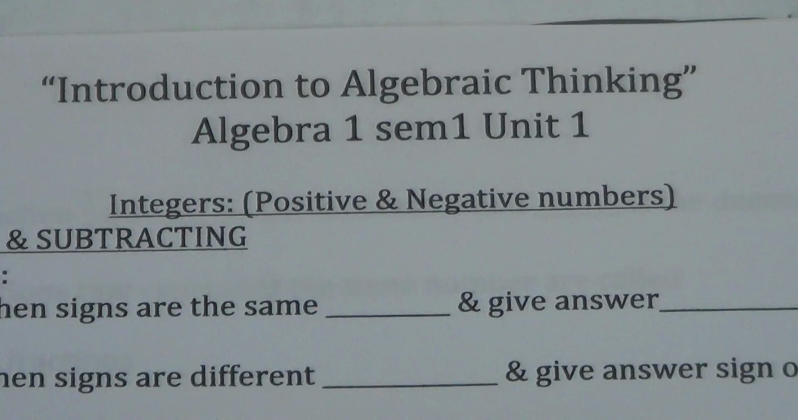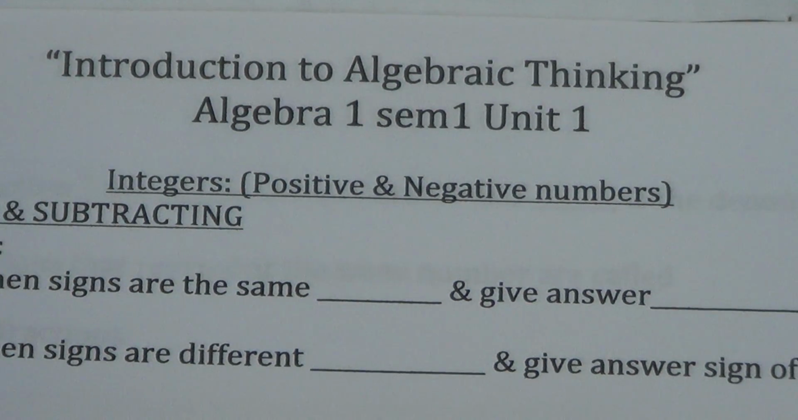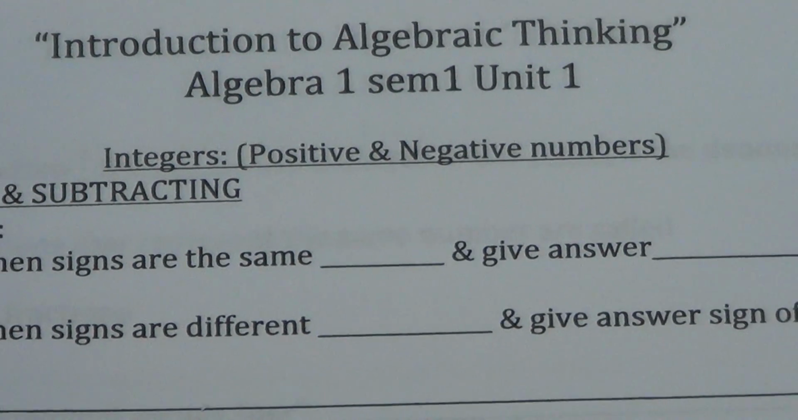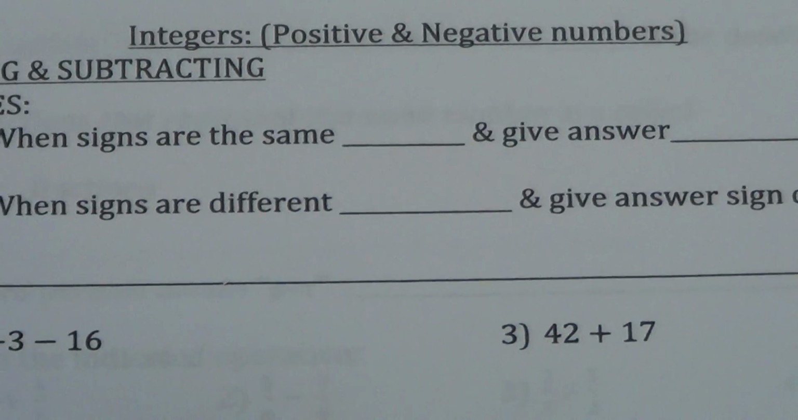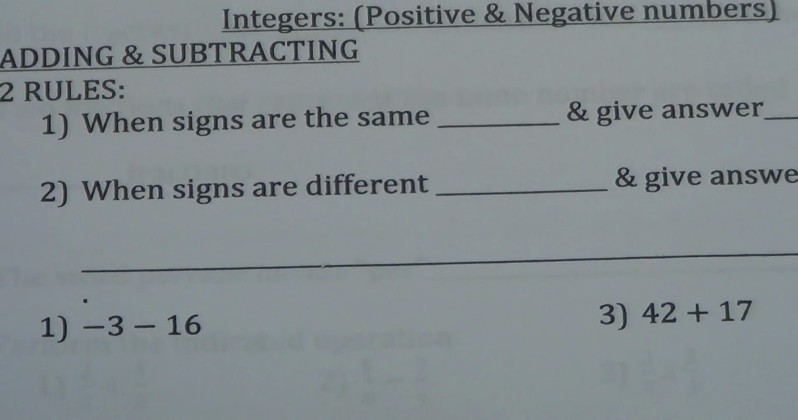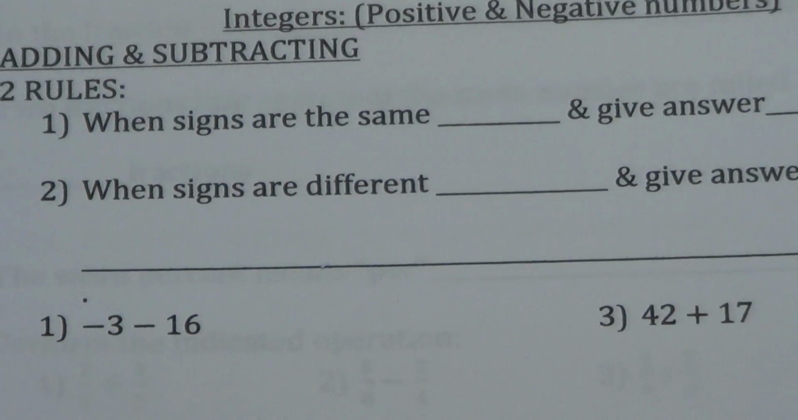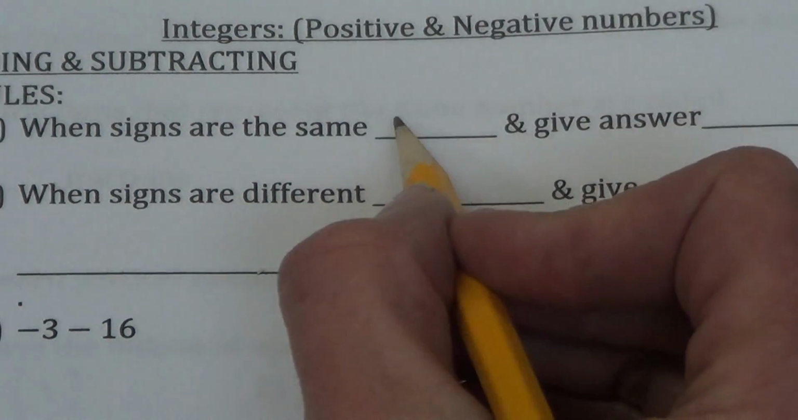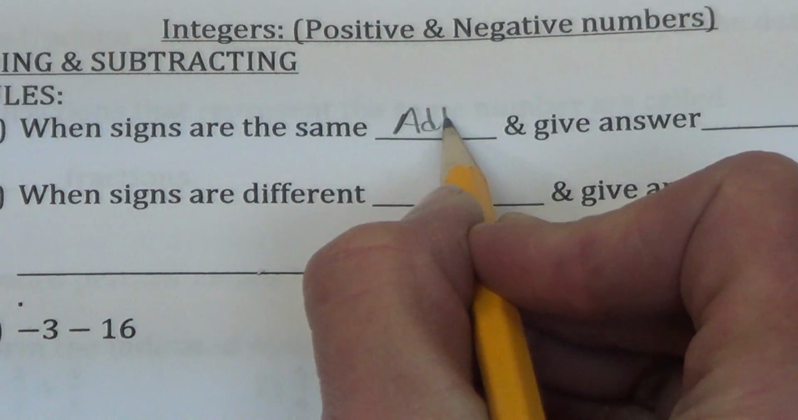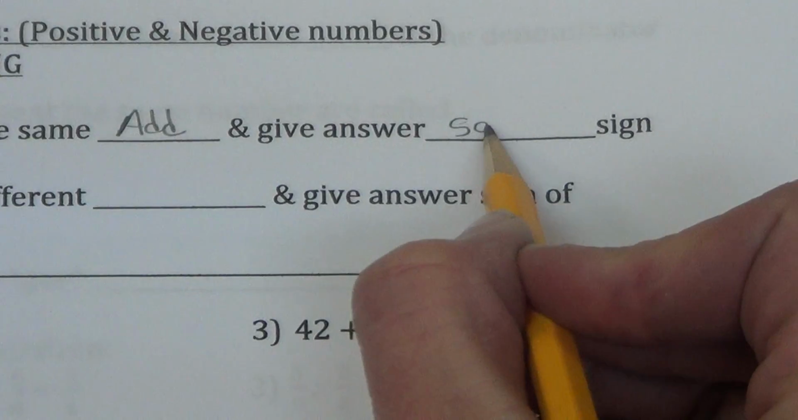We want to go over a few rules from adding and subtracting integers from pre-algebra. So let me go over a few of those. You will find these in your notes. When signs are the same and you're adding and subtracting positive and negative numbers, you add and give the answer the same sign.